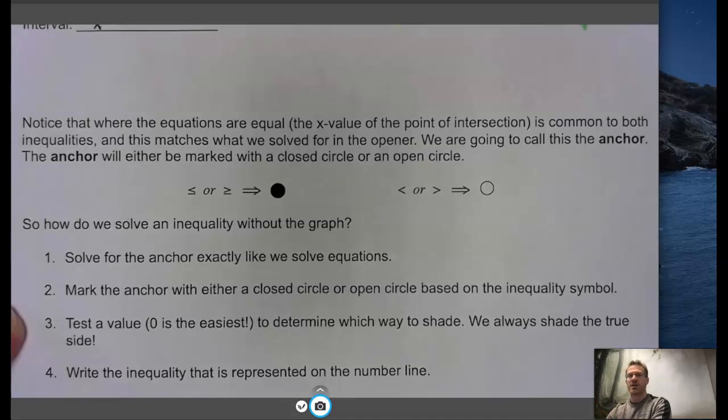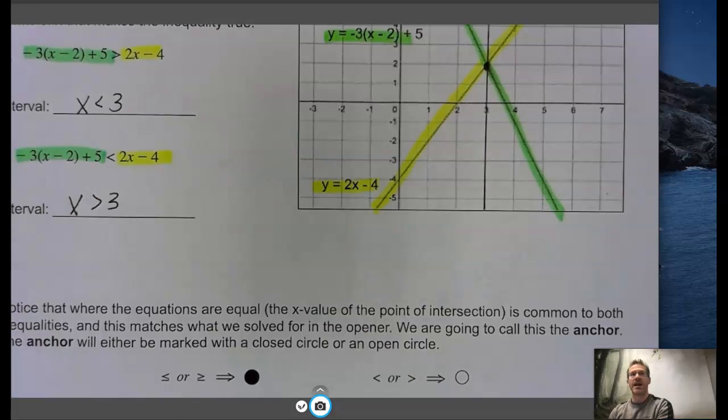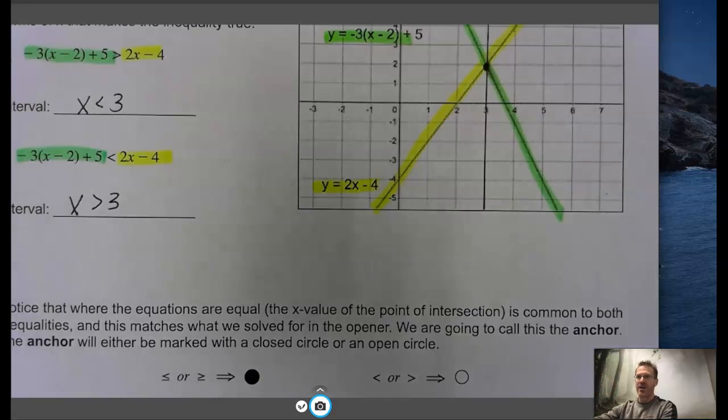That's our solution set. All right? And so remember, 0 is the easiest number to test, so as long as our anchor is not 0, we should test 0. And then once we do that, we can write the inequality, just like I ended up with up here for parts A and B, from what we graph on our number line. Okay? So solve for our anchor, mark our anchor, and then test.